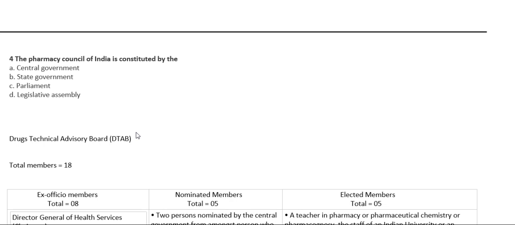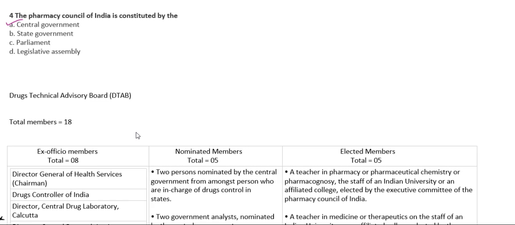Next question: the Pharmacy Council of India is constituted by, and we have different options: central government, state government, parliament, legislative assembly. The right answer for this question is central government. So the Pharmacy Council of India is constituted by the central government.